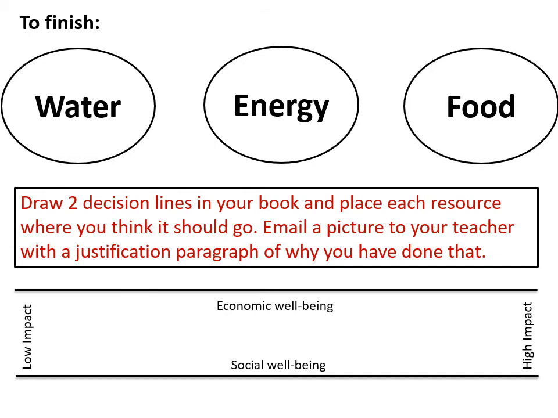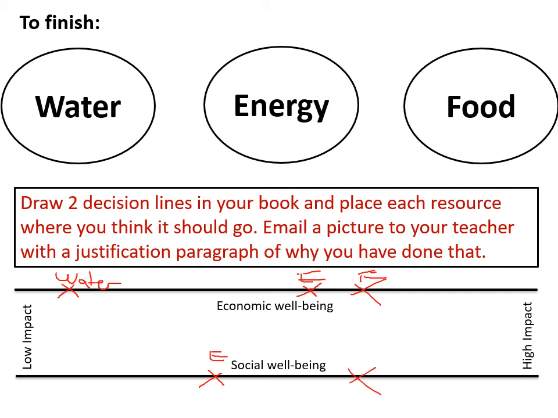Okay, final part of this lesson. I'd like you to draw 2 decision lines in your book and place each resource where you think it should go. So for example, at the top here, I've drawn my economic well-being line. You can see at the bottom, I think that water actually has a very low impact on economic well-being, let's say. So I'm going to put that there, cross on it, and I'm going to write in much neater handwriting than I can do there, water. I think that energy is going to go there, and I'm going to write energy, and I think that food goes there. I think that on social well-being, actually, energy goes here, and so on. You get the idea by now.